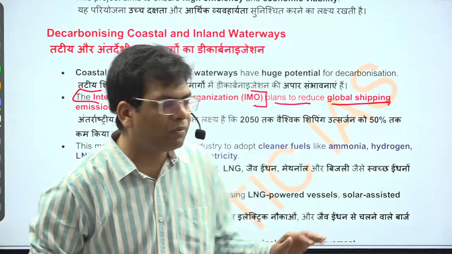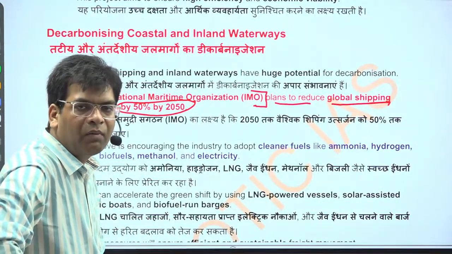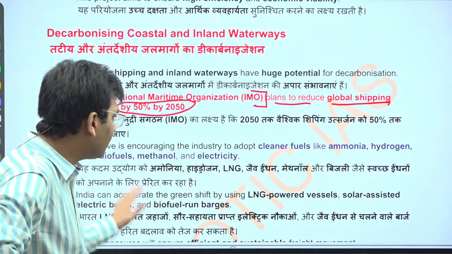We should shift toward the waterway. At the global level, international trade is being done through water bodies. 95% of the trade is done by shipping. So please remember all these things.